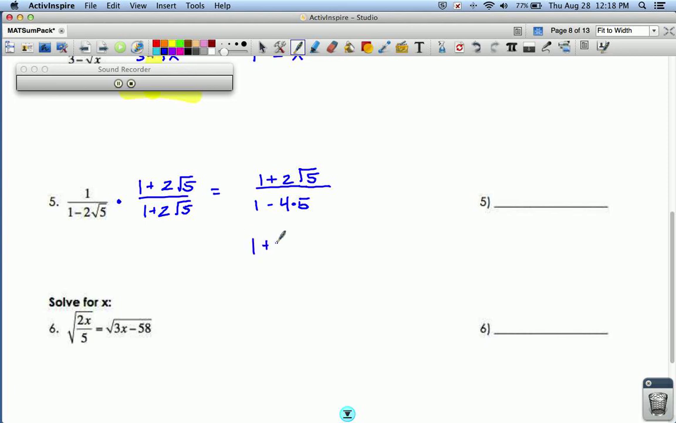So we have 1 plus 2 root 5 over 1 minus 20, which is negative 19. I'm just going to jump that negative to the top, and I'm going to write it like this. Typically, we put negative values, negative numbers, in the numerator.